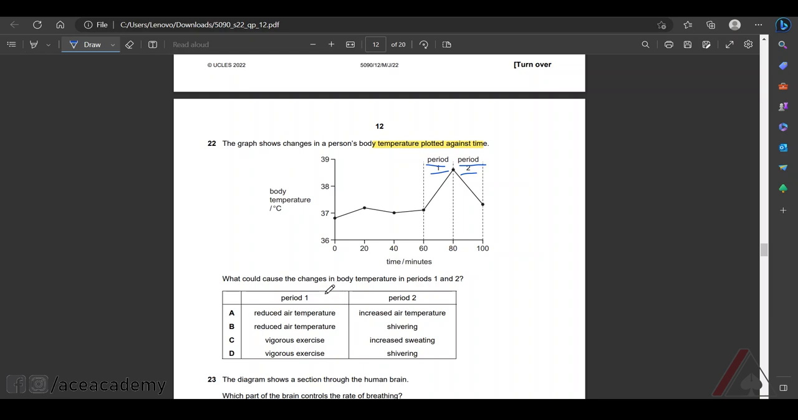Let's check the options for period 1. For A, it says reduced air temperature. Now, that doesn't really make sense, because if air temperature was reduced, then the body's temperature should have also decreased. But here in the graph, we can see that the body's temperature is actually increased. So A is wrong.